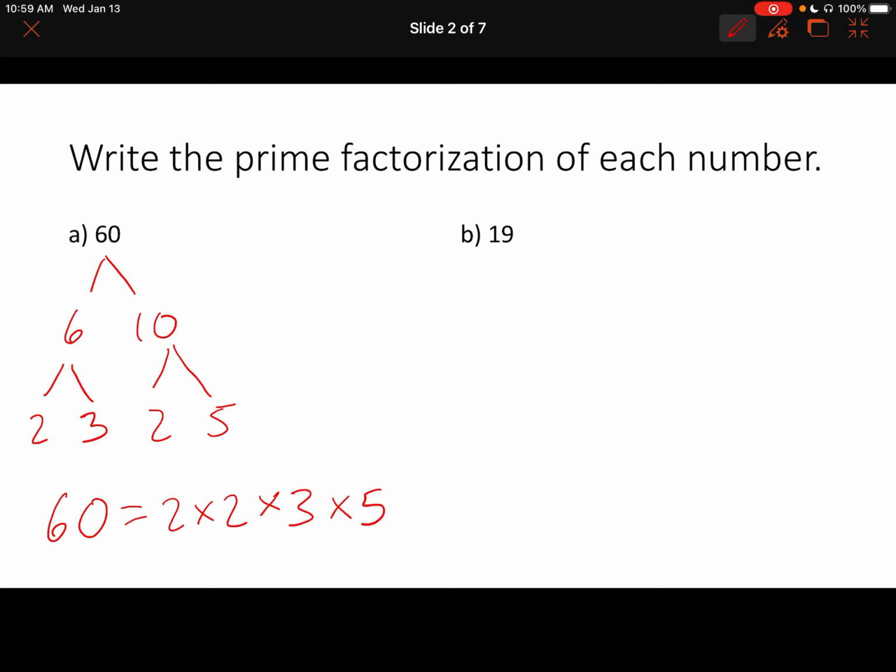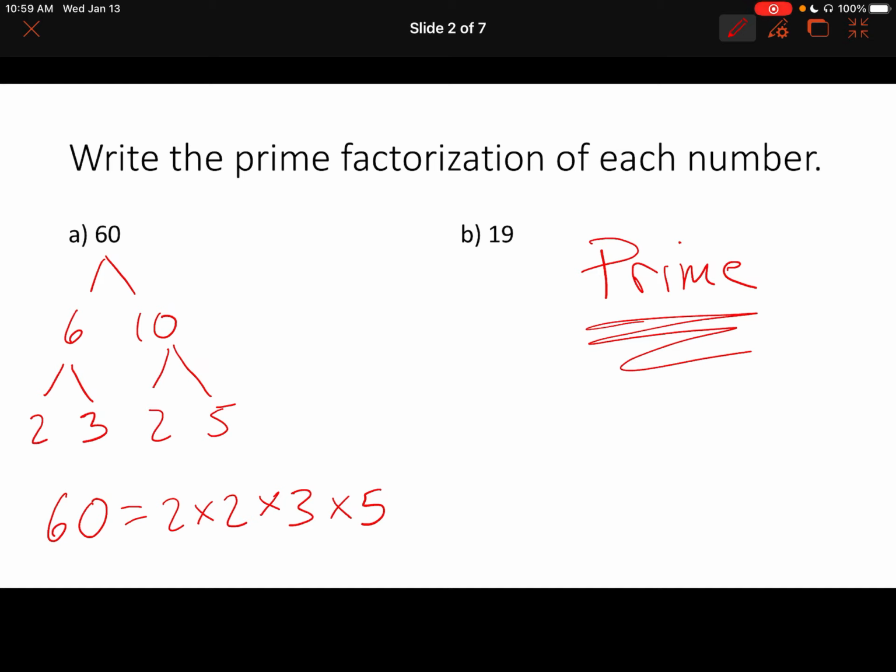Now, let's take a look at another example. 19. Well, 19 is prime, right? And we're done. There you have it. That's all you need to do. There's no prime factorization. You just write, that's prime.